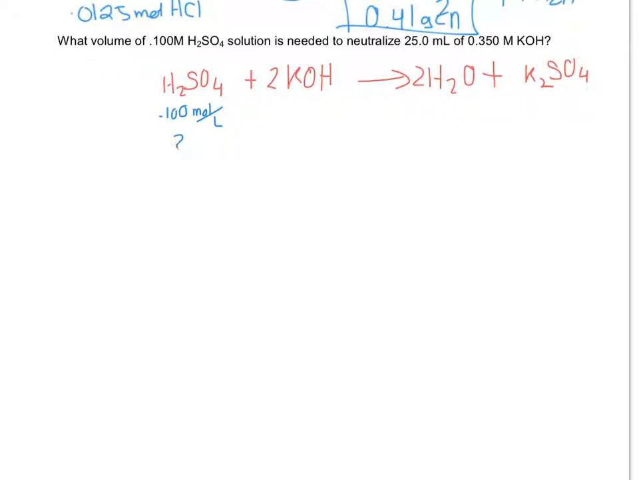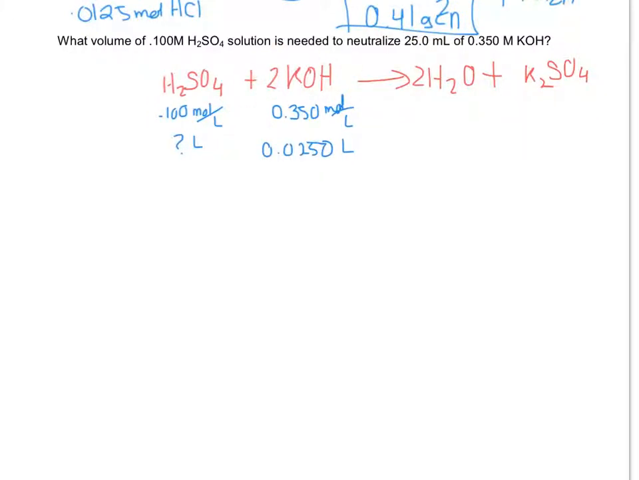We are trying to find the volume, so I'm going to put question mark liters. For the KOH, I'm given that it's 0.350 molar, so I'm going to put 0.350 moles per liter. And I'm given the volume. I'm going to go ahead and change it to liters. So 25 milliliters would be 0.0250 liters.